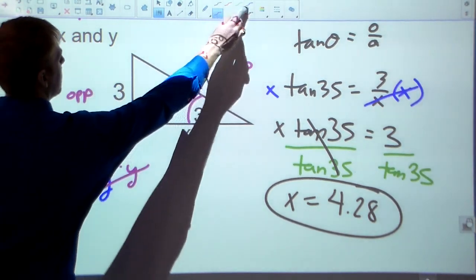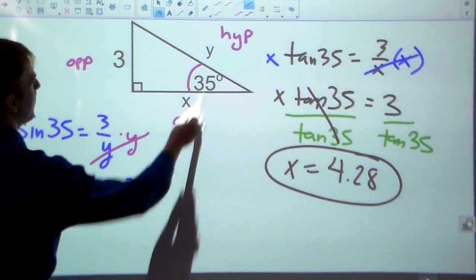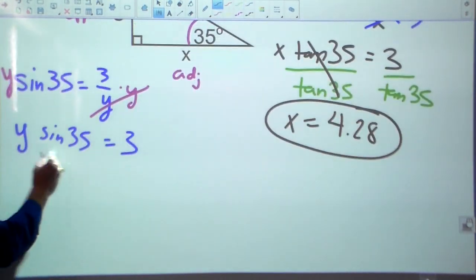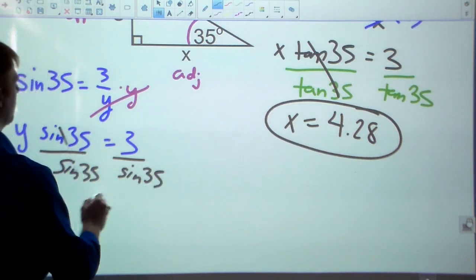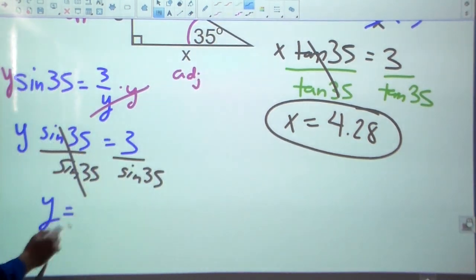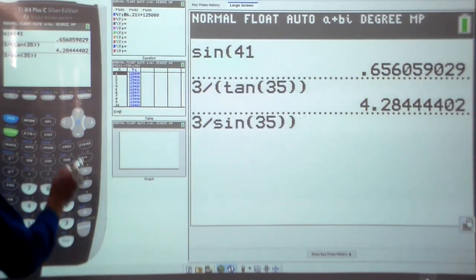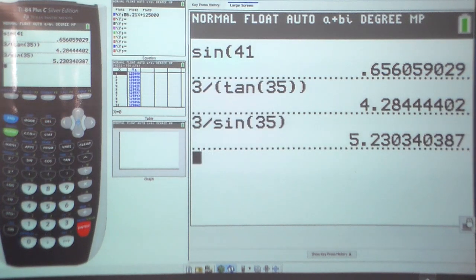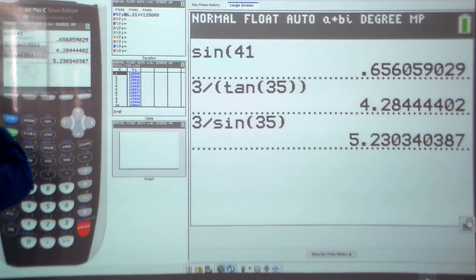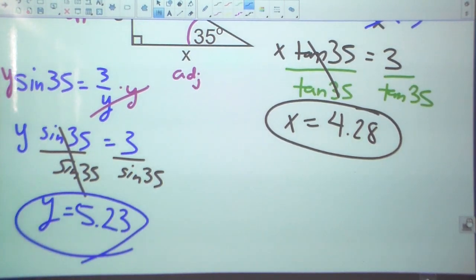And when we do that, then y sine 35 is 3. Now we've got to divide by sine 35, similar algebra to what you just did. And that's going to give us our answer. So y is 3 divided by sine 35. Let's see if it works. Probably should put an extra parenthesis there, but it seems to be about right. So 5.23. And there you go. So there's your x and your y value.